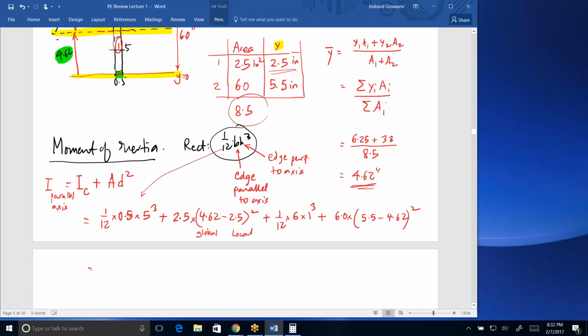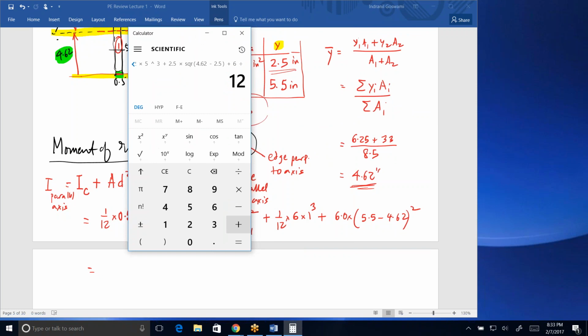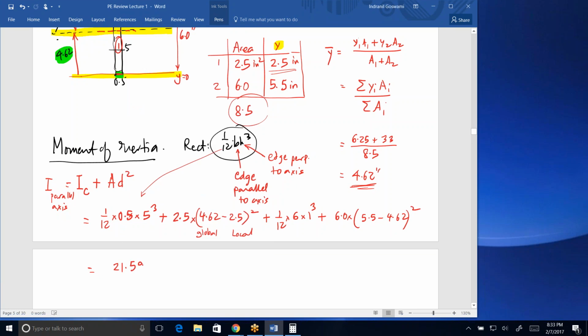So if we do all this, we'll get a moment of inertia, which is 0.5 divided by 12 times 5 cubed plus 2.5 times (4.62 minus 2.5) squared plus 6 divided by 12 plus 6 times (5.5 minus 4.62) squared. That is 21.59, pretty small. And this will be in inches to the power 4. Both of these formulas are inches to the power 4. A d squared is length squared times length squared, inches to the fourth. Anyway, a pretty small number.